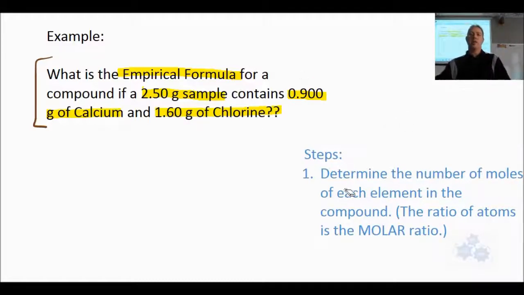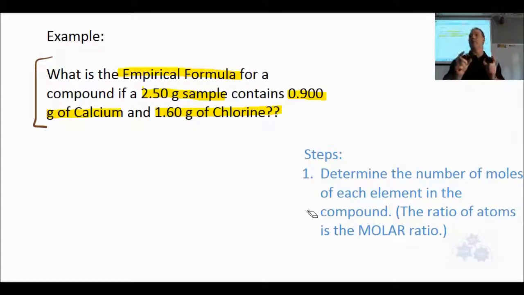Okay, so step one, I just put out some steps on the side here for you. Step one would be, first of all, to determine the number of moles of each element in the compound. What we need to remember is that in a compound, the ratio of atoms to each other is actually a molar ratio. It's not by mass, right?